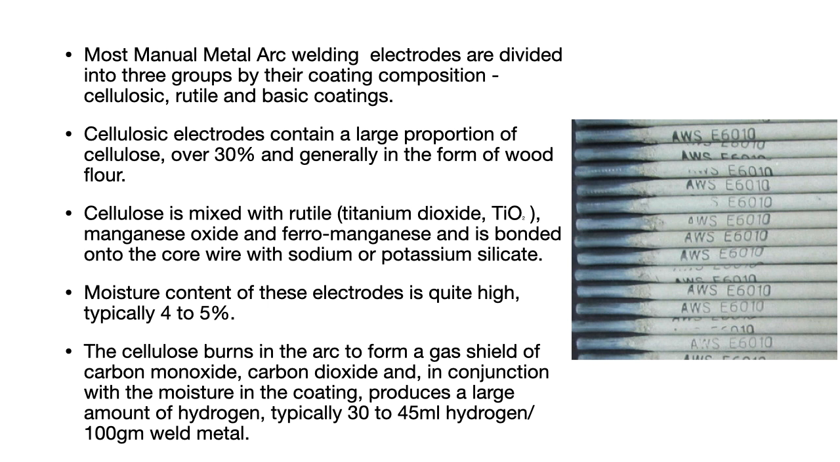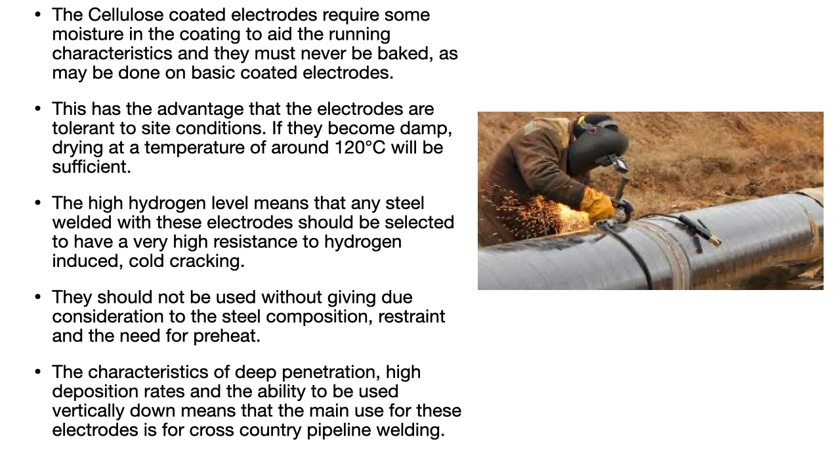The cellulose will actually burn and form carbon dioxide and carbon monoxide, and this carbon dioxide and carbon monoxide will act as a gas shield and protect the molten pool, the electrode tip, and the transfer of molten materials. And in the weld which is produced, we can find a high amount of hydrogen content, typically in the range of 30 to 45 ml per 100 grams of weld metal.